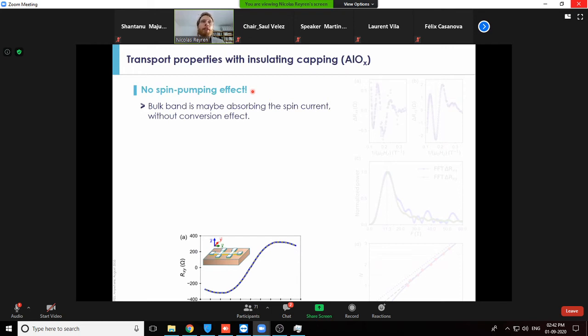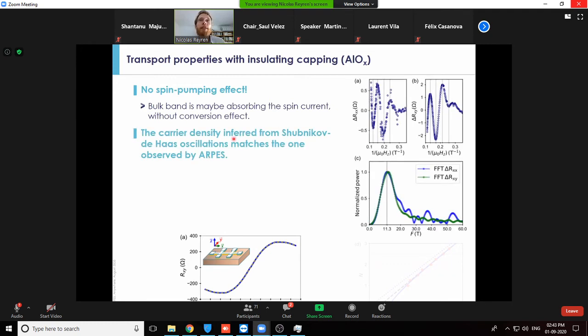So what is happening? In fact, if you look at the standard Hall effect, I'm sorry, there is no scale here, but it's between -9 and 9 Tesla, I guess. You see that you have this S shape that is typical for multiband transport. And in fact, we have a huge contribution from a bulk band, which does not convert the spins, but absorbs the spin current. And that way, we explain that we do not see the spin to charge conversion.